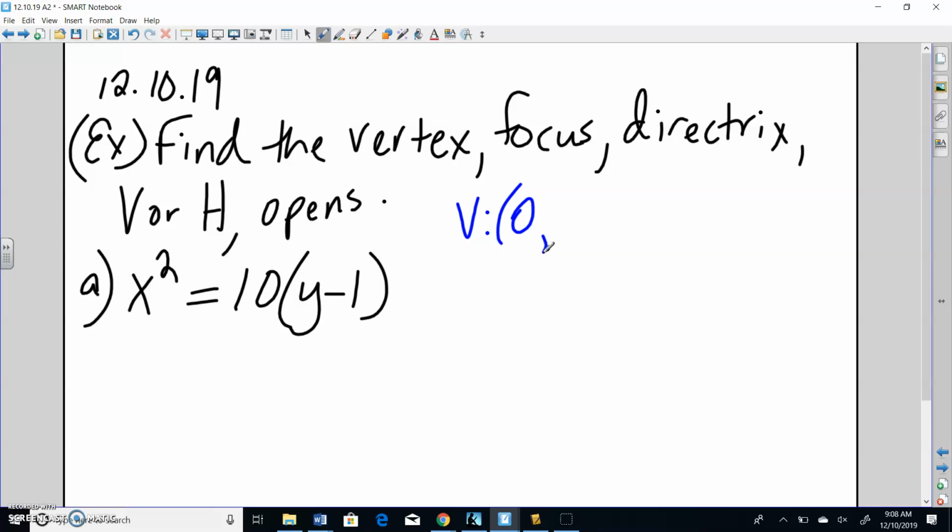Then we look for our Y, the quantity that has Y with it, and we use the opposite. So it's Y minus 1, so it's going to be positive 1. So there's our vertex, first thing we needed to find.